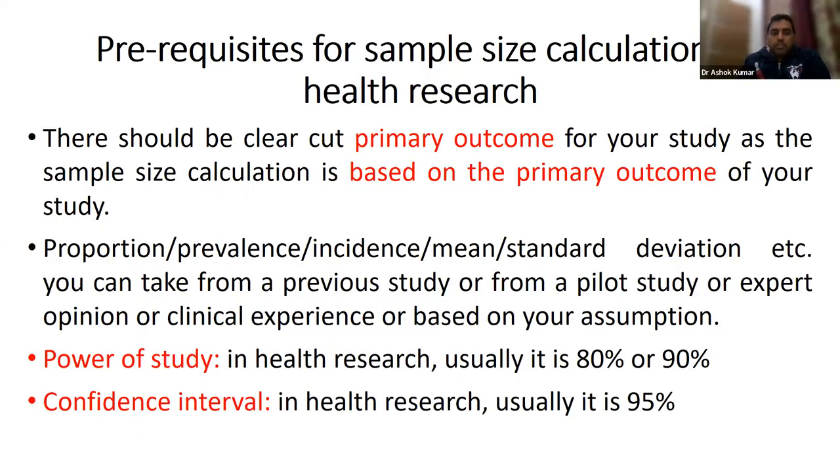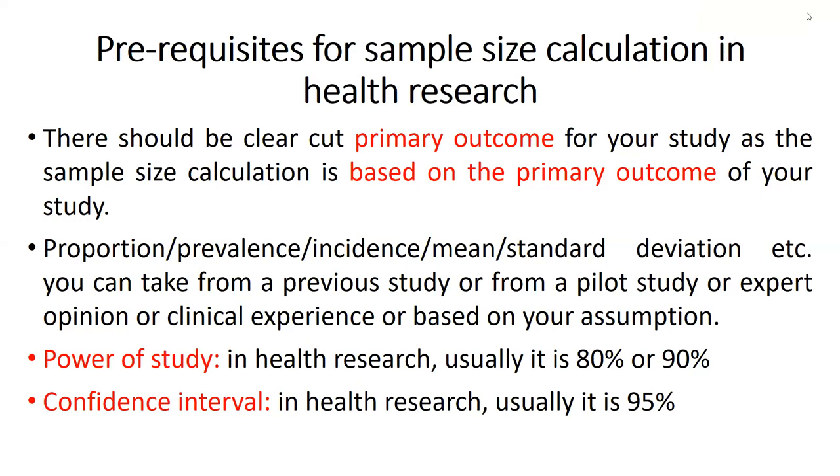So this is a very important slide for calculation of the sample size, and there are four points we have to remember always. Sample size must be calculated, you can say should be calculated, according to me, on the primary outcome. So our primary outcome must be clear. What is our primary outcome?